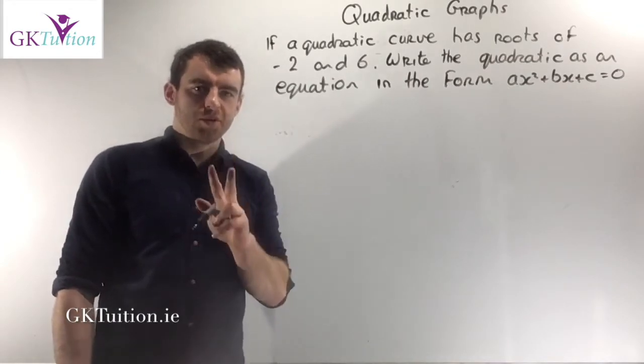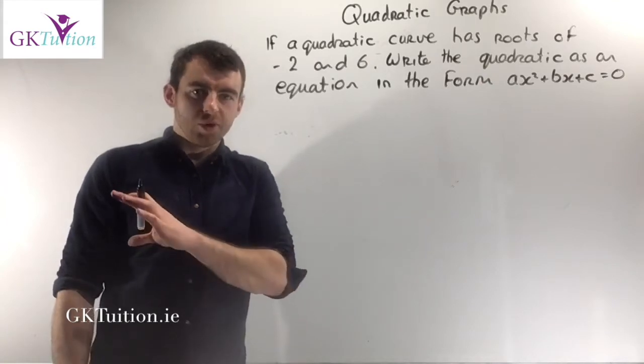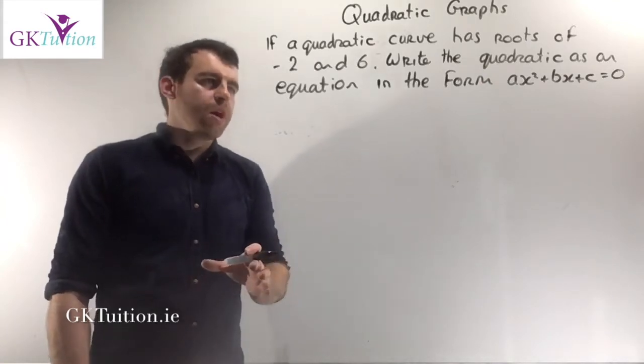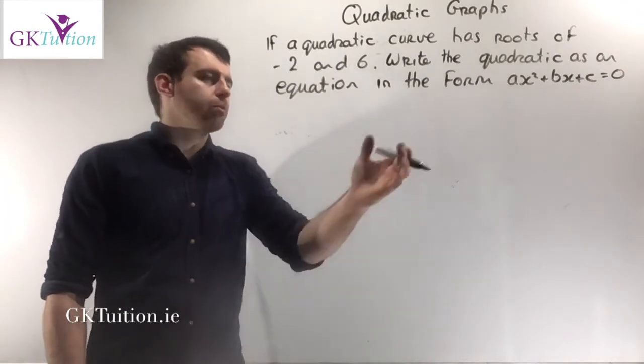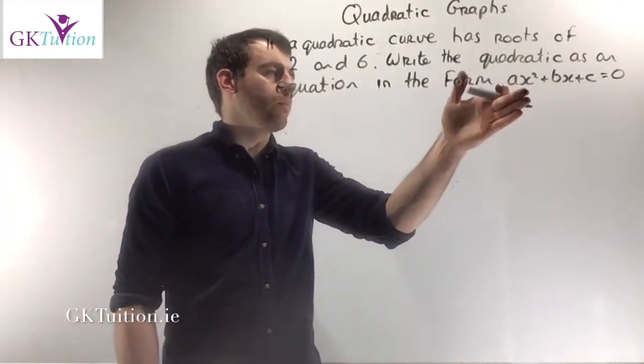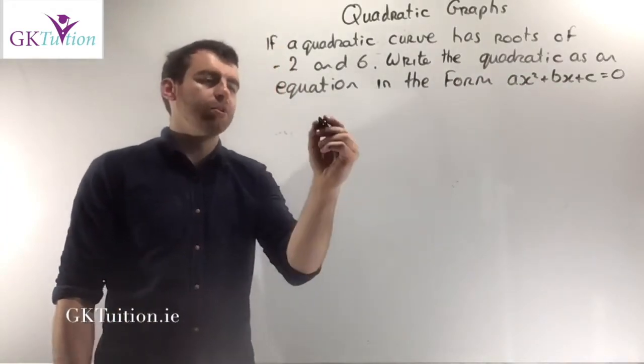I'm going to do this by two separate methods. The first one here you should be familiar with. The second one you won't have seen before. So if I have a quadratic curve and I know the roots, I can write the quadratic in the form ax squared plus bx plus c. And it's relatively straightforward to do so.